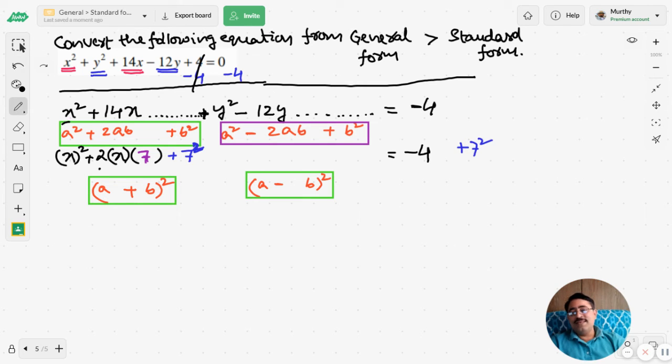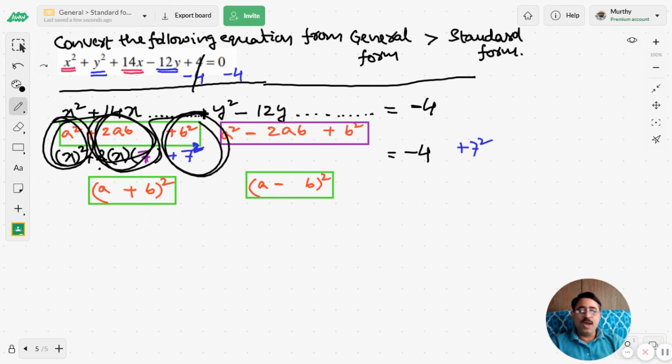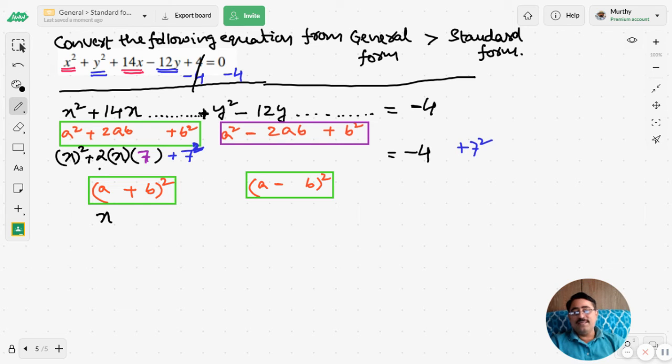Now, this is resembling a square plus 2ab plus b square, right? Therefore, I can write it as a plus b whole square. Okay. Now, the next part is y square, no issue. It is simply matching.